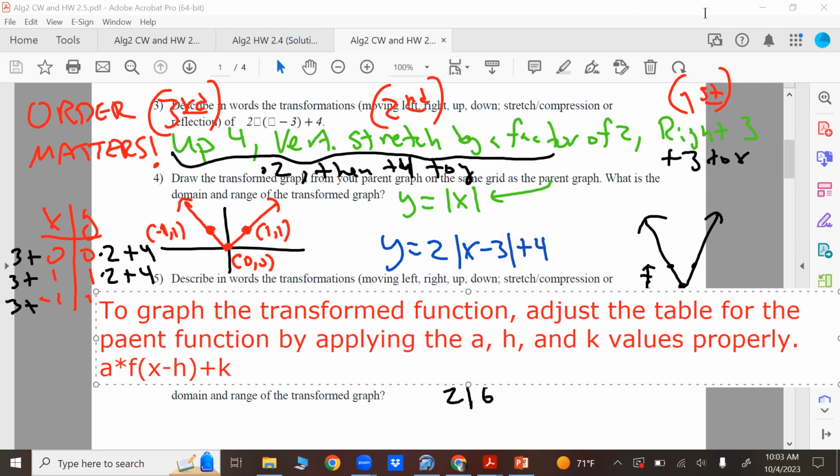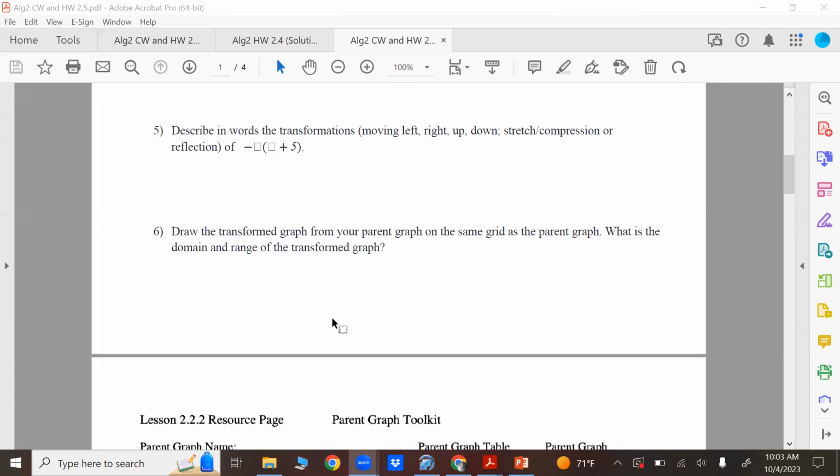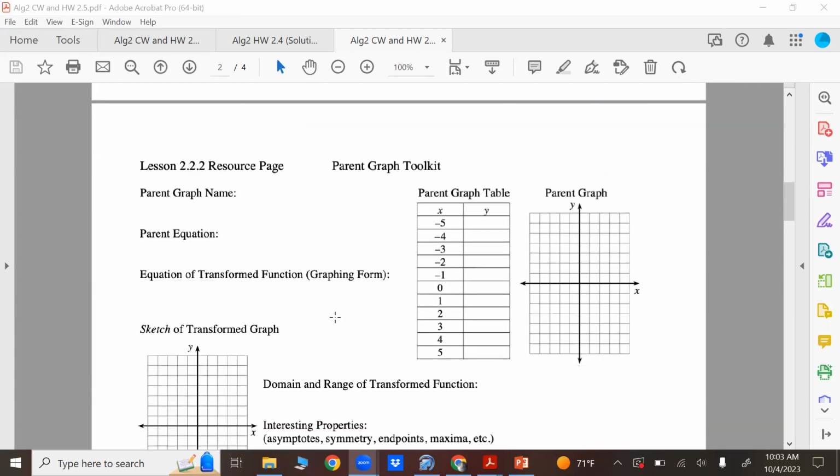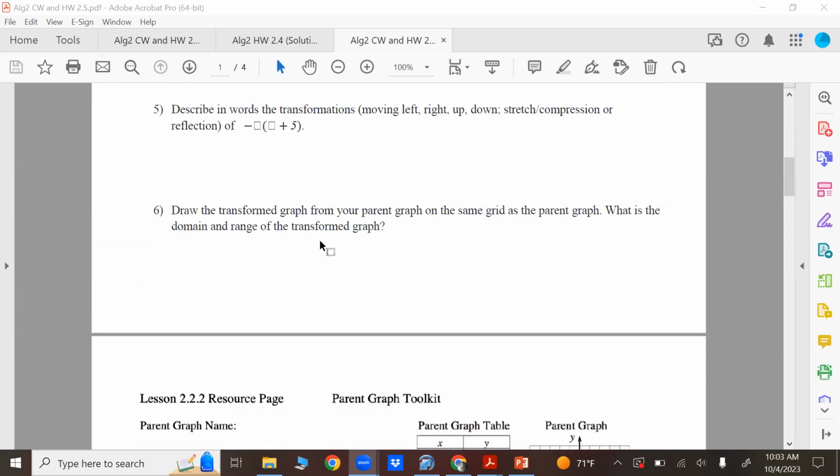Okay, let's try this one more time, and then I'm going to have you guys do a unique function in your table groups. Okay, so number 5. Here we go. Let's do negative f of x plus 5. So you're doing negative f of x plus 5. Let's figure out what a, h, and k are.